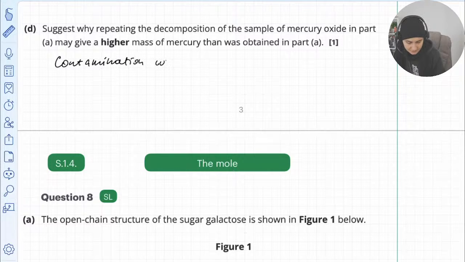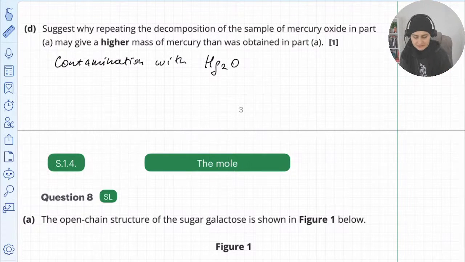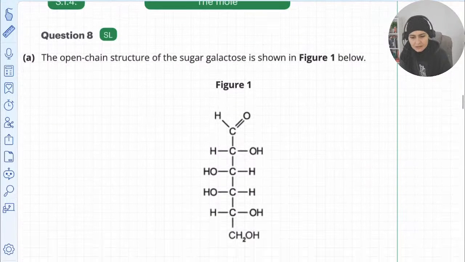Yeah, so if it was contaminated with Hg2O, then we could get a higher mass. So contamination with Hg2O, which means that there is more mercury in that oxide. Yeah, so we would get a higher than expected mass. Right, next one.